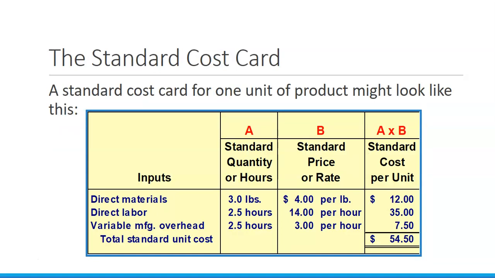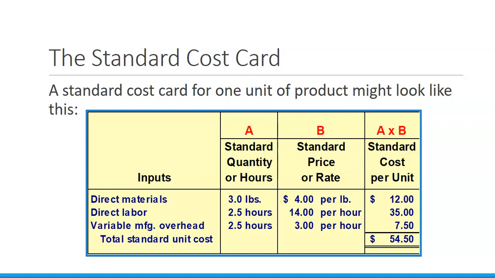This is an example of a standard cost card. In this standard cost card, we see that we use 3 pounds of materials for each unit of production, and we pay $4 per pound. And you can tell that we apply our variable manufacturing overhead on the basis of direct labor hours, looking at what our direct labor hour is for production.